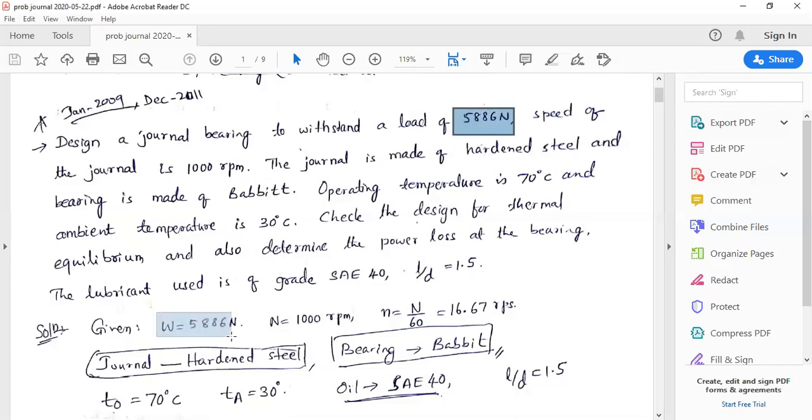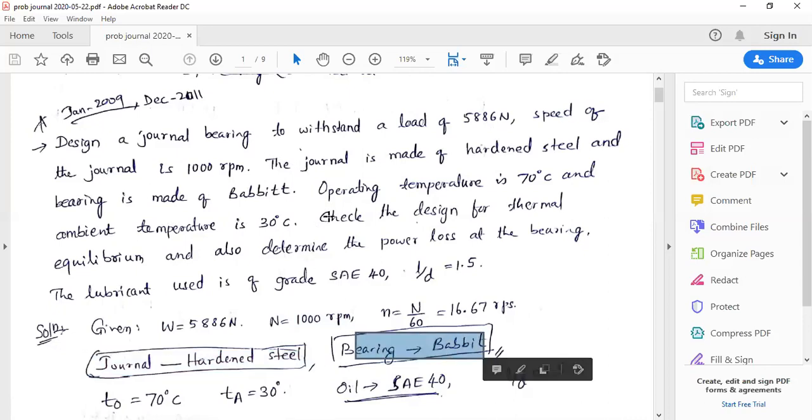So W, that is the radial load, 5886 newtons, that is given, and the speed of the journal is given here as 1000 rpm. The journal is made of hardened steel, so the material used for the journal or the shaft is hardened steel, that is given, and the bearing material is also specified here, and bearing is made of babbitt material.